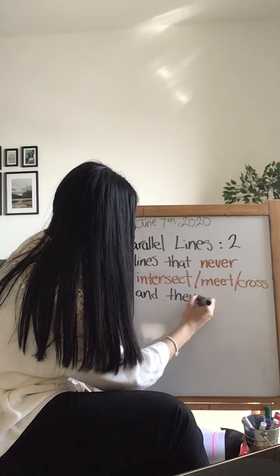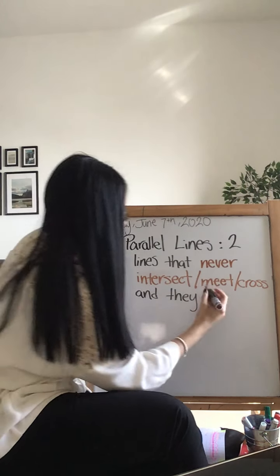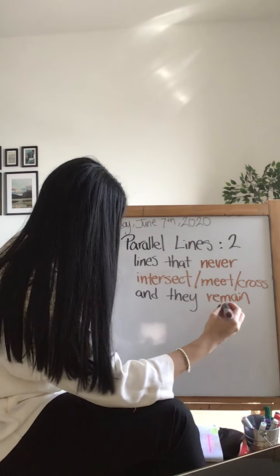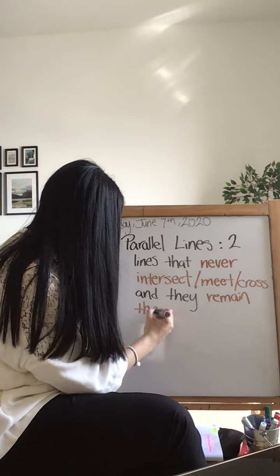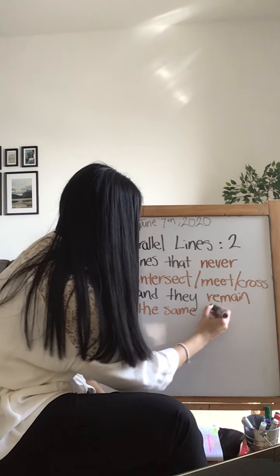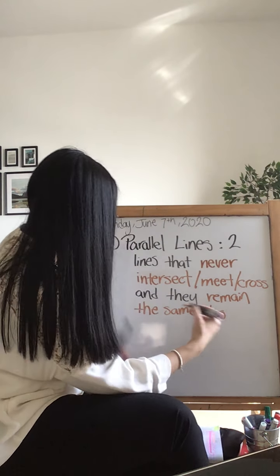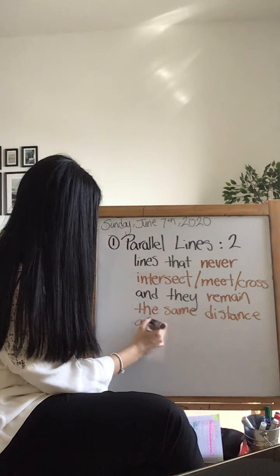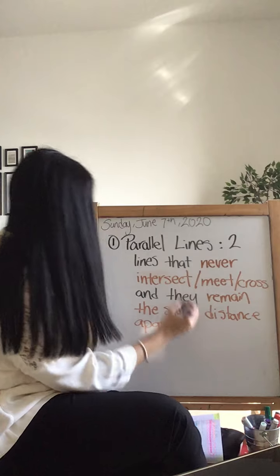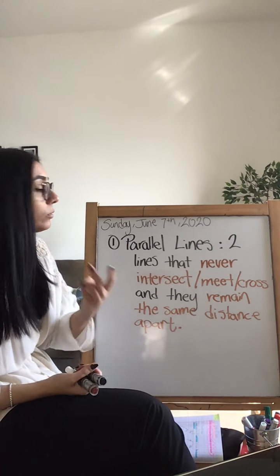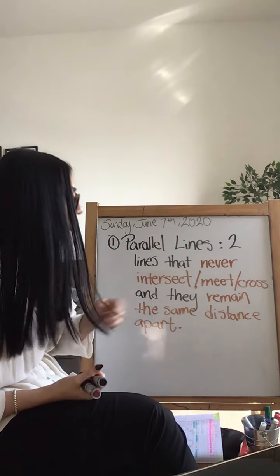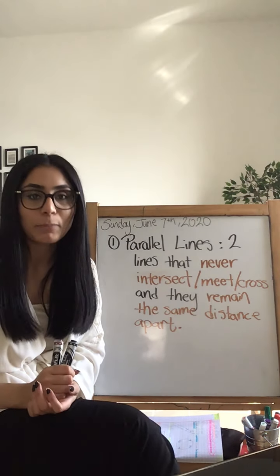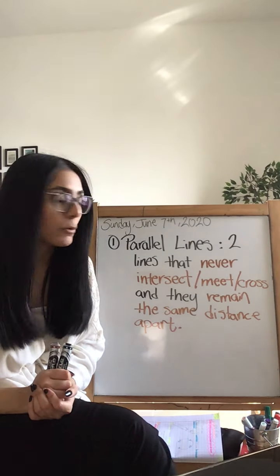And they remain the same distance apart. Okay, so write that down. Parallel lines are any 2 lines that never intersect or meet or cross, and they remain the same distance apart. Write that down. We'll look at what that means in a moment with examples.